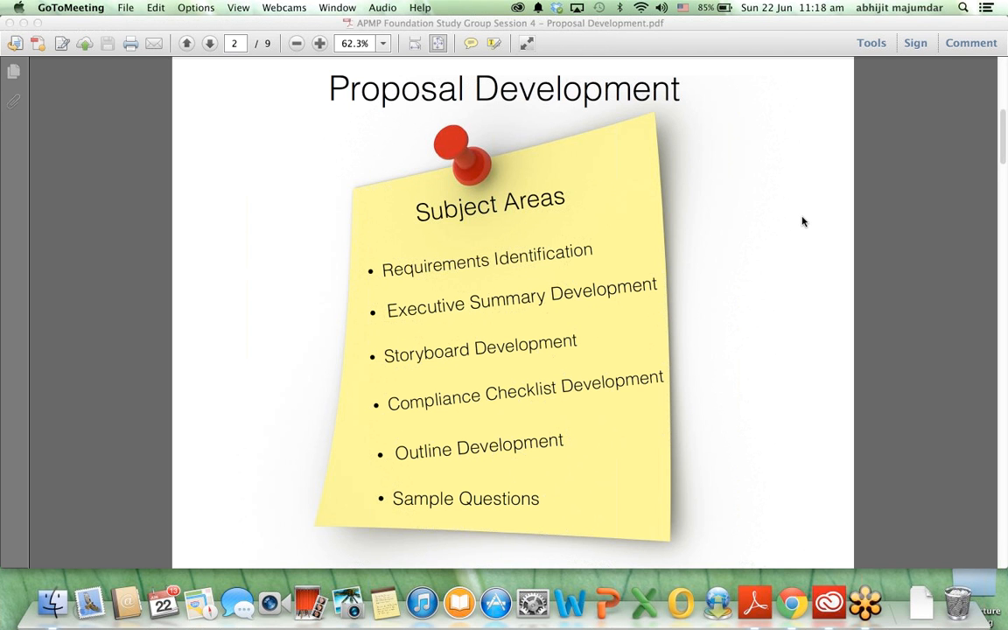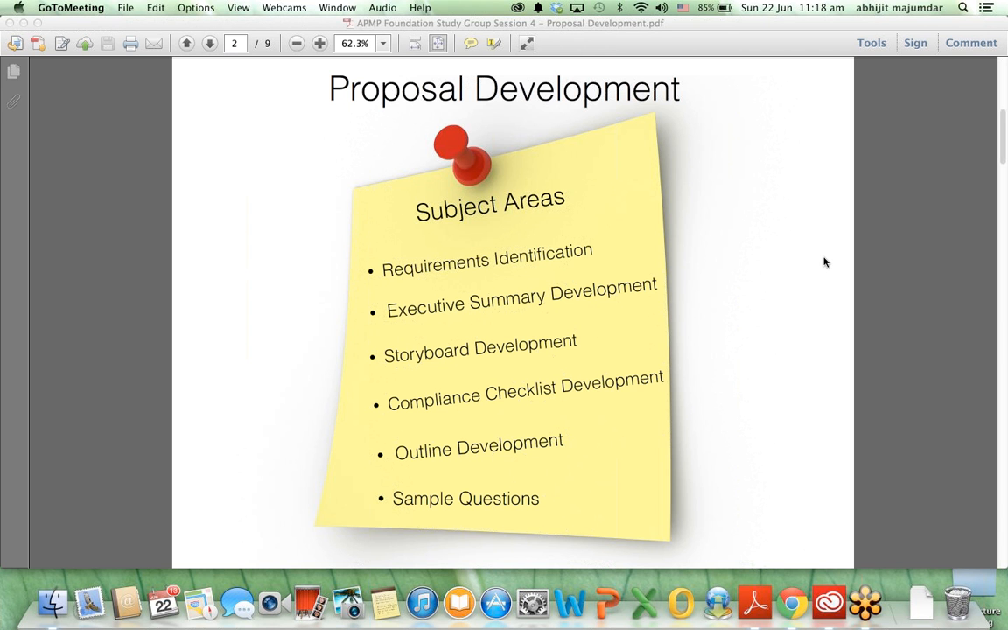So these are all the critical best practices which are needed for any proposal development. Now, each of these areas may be linked with many other best practices also. Outline development may be linked with the style. The storyboard development may be linked with the mock-ups. The compliance checklist may be linked with compliance and responsiveness. But on a top level, these are the key subject areas or competency areas you need to focus on when you're looking at proposal development.